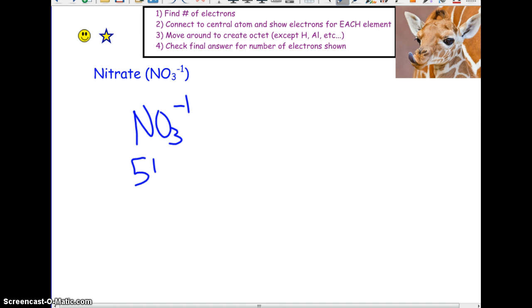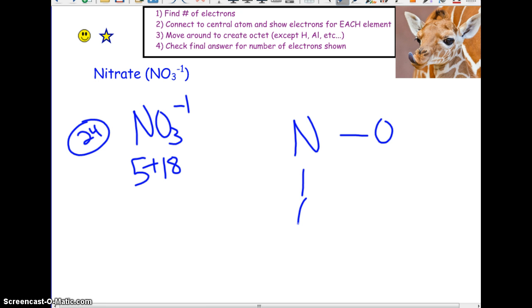N brings 5 dots. O brings 6 each. 6 times 3 is 18. That gives me 23 dots. Since there's a minus 1 right here, we gotta add 1 more to it. 23 plus 1 is 24 dots. Put the N in the middle. Connect the 3 O's to it.